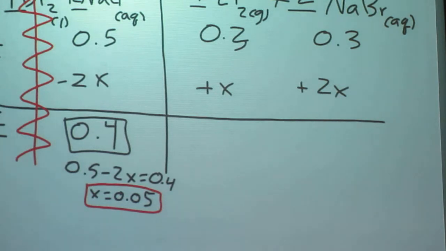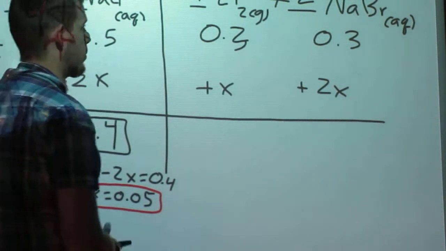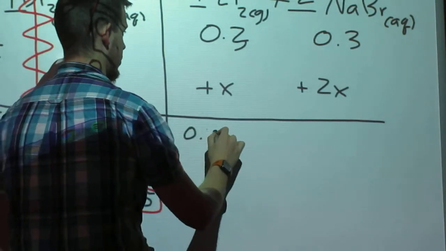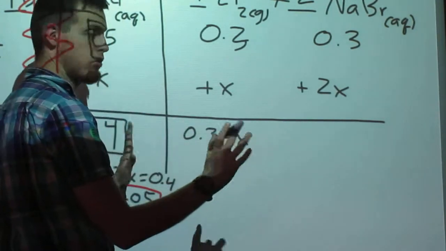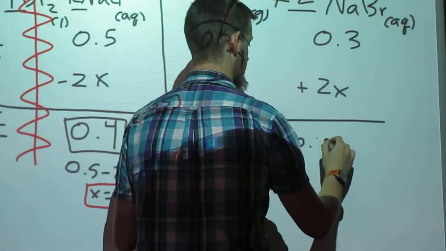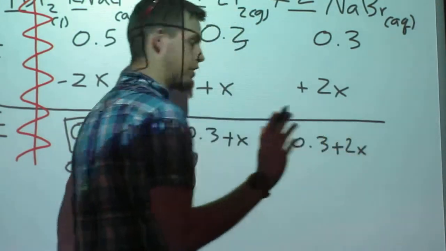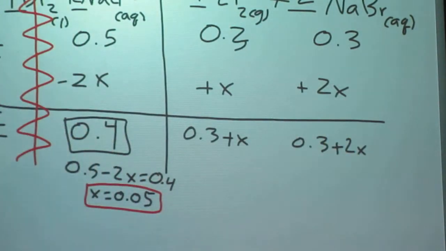So, what about the right side? 3x equals? So in this case we would have 0.3 plus x, correct? Nothing different. 0.3 plus 2x. Again, anything different? No.